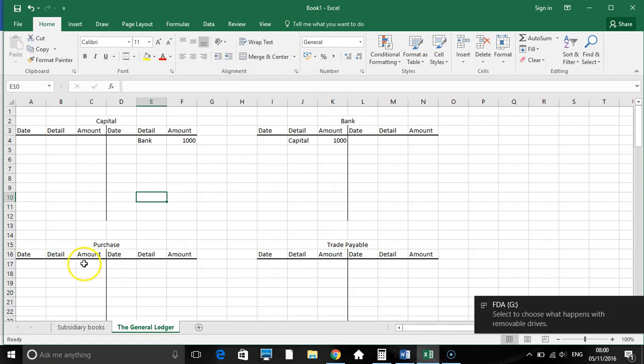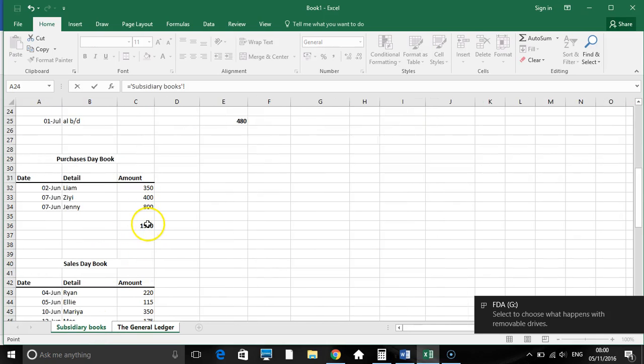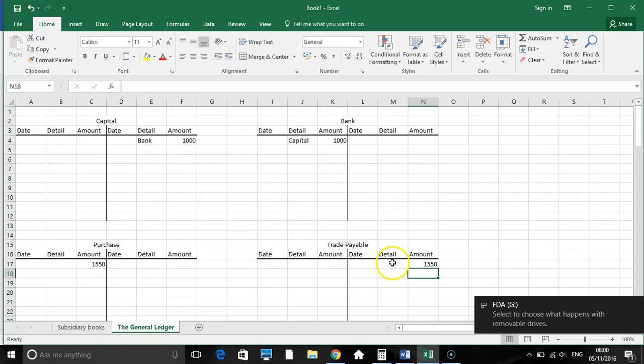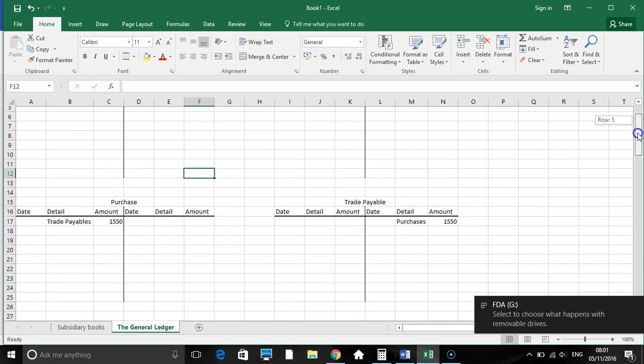So what do we have? We have purchases. I'm just going to go back and pick the figure up, using the function of Excel. Excel is able to do that. And same thing here, I'm going to go back and pick the figure up from here. So what do I have here? I have purchases for my detail, and I have trade payables for my detail. I can just enlarge this and enlarge this, and so you can see it again. Debit purchases, credit trade payables.